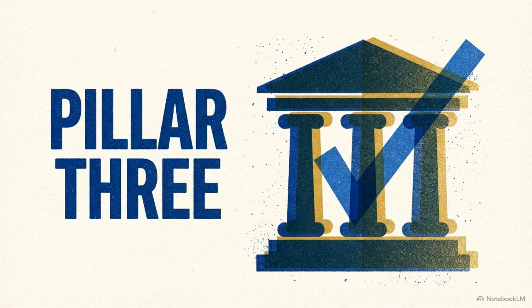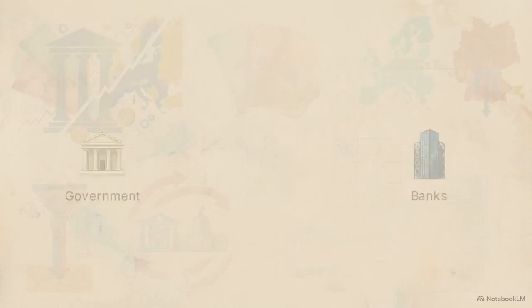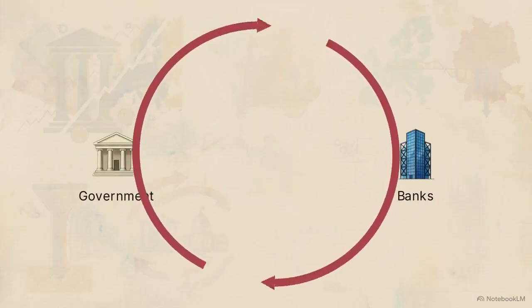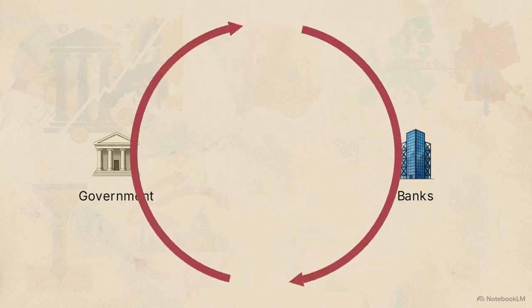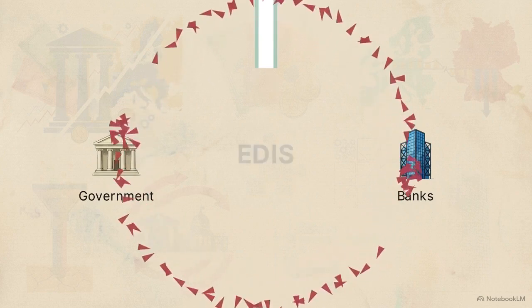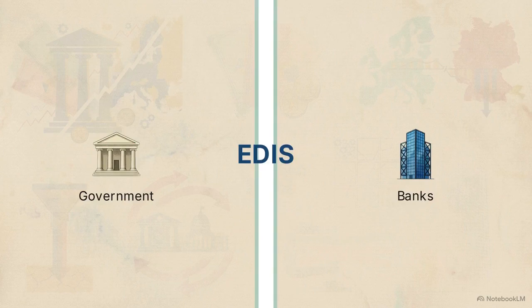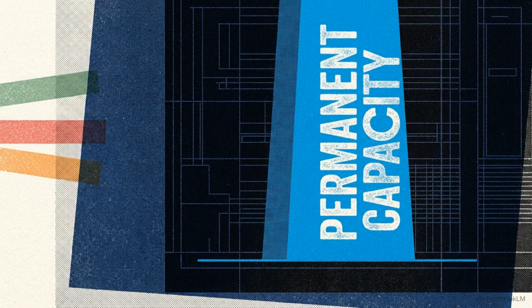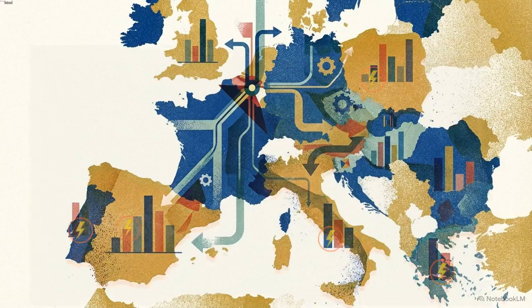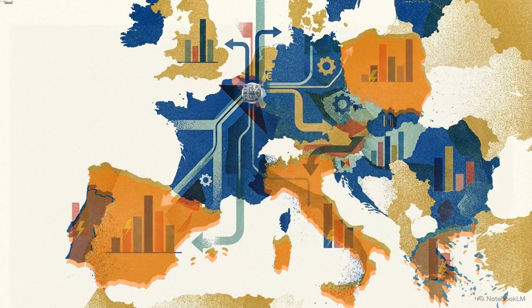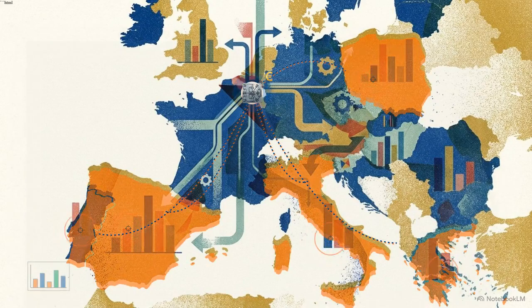First is the completion of the banking union through the immediate implementation of a European Deposit Insurance Scheme, or EDIS. EDIS is a proposed supranational guarantee for retail bank deposits that would permanently sever the doom loop by mutualizing banking risk across the entire bloc. The second requirement is a permanent fiscal union. Temporary, ad hoc pandemic recovery funds like Next Generation EU must evolve into a permanent, centralized fiscal capacity capable of executing automatic macroeconomic stabilization across borders.